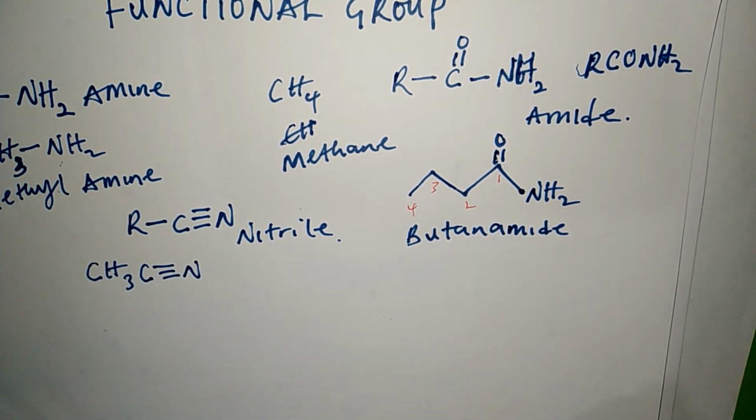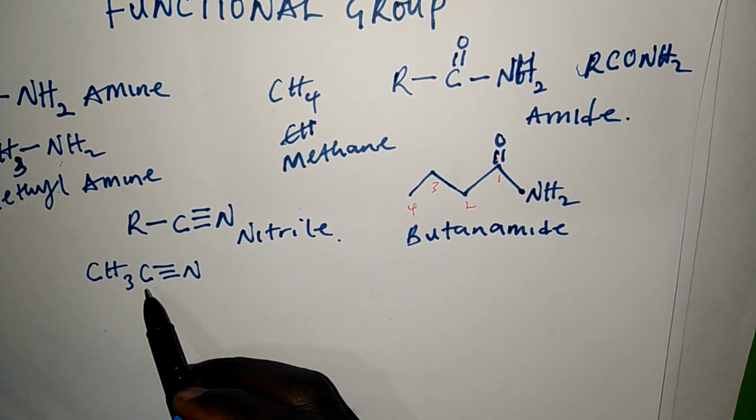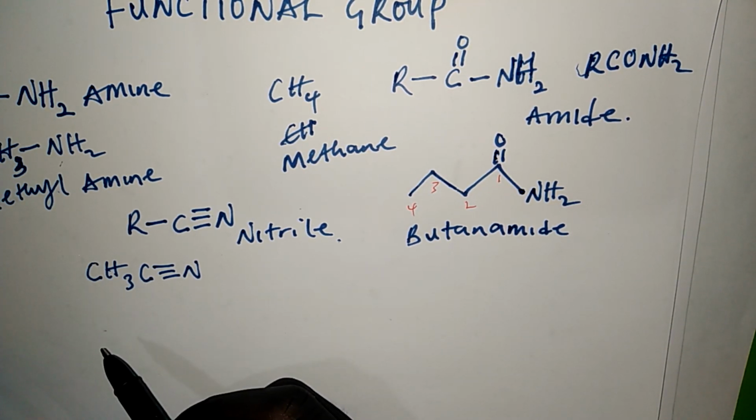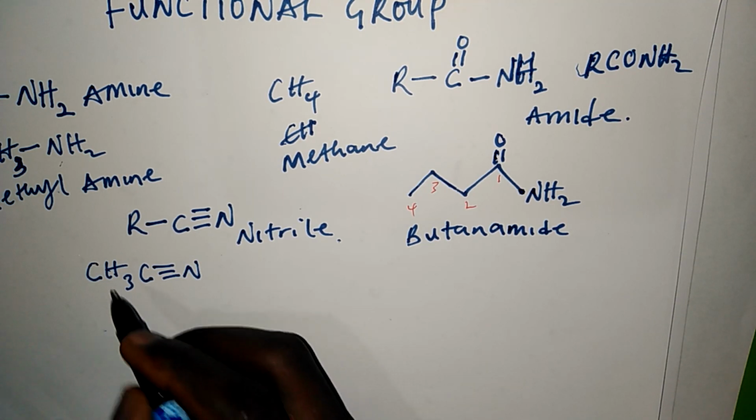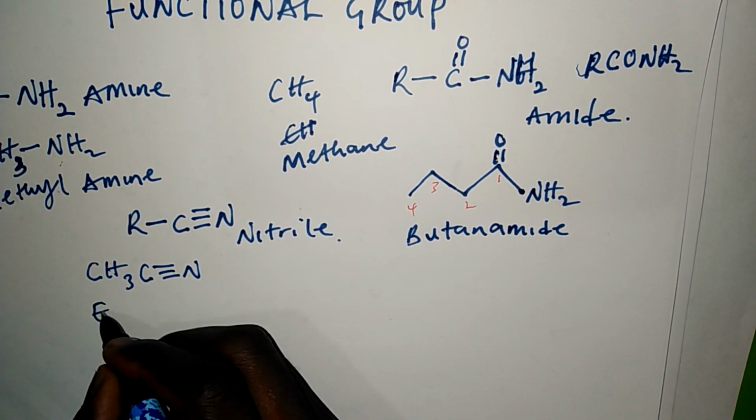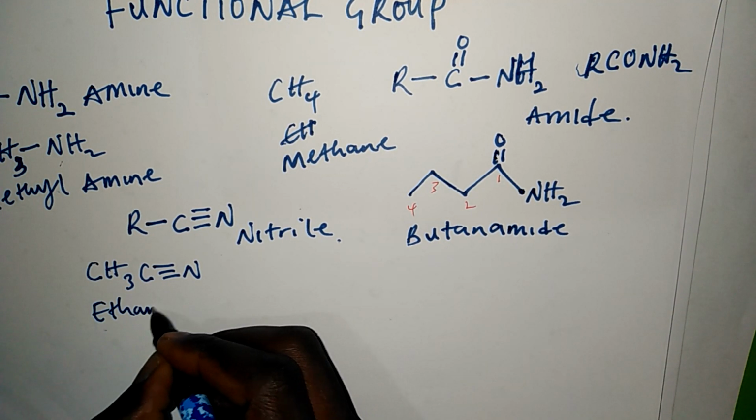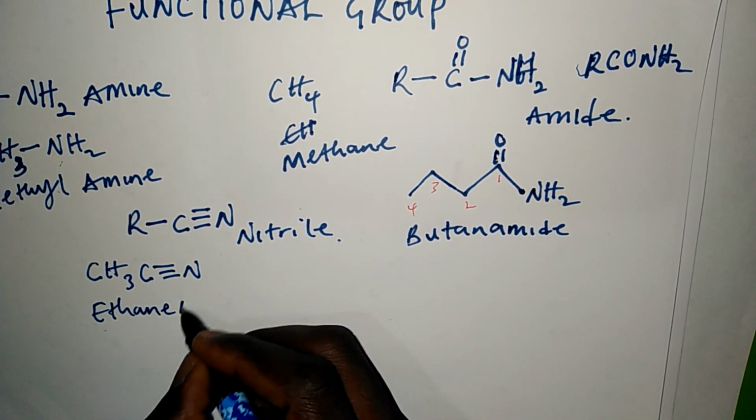Now to name this particular functional group, we count the number of carbon chain. We have 1, 2 carbon chains. So that's ethane. So we are going to write ethane nitrile.